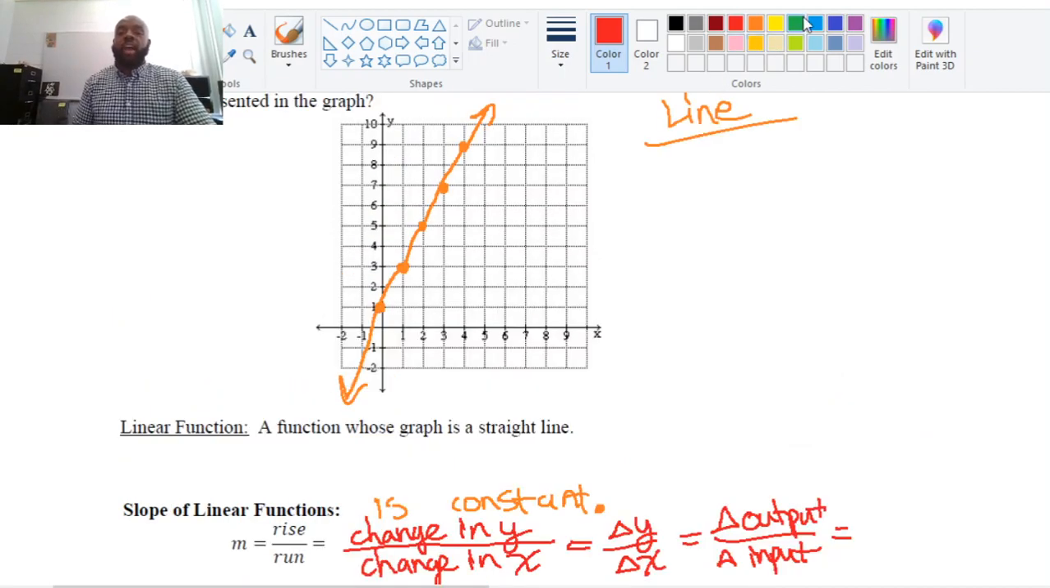I'm going to go back to this graph and I'm going to pick 2 random points, right? I'm going to pick this point right here and this point right here. I'm going to call this point x1, y sub 1. So that's x and y with a subscript of 1. And I'm going to call this one x sub 2 and y sub 2. I don't really care about their values, right?